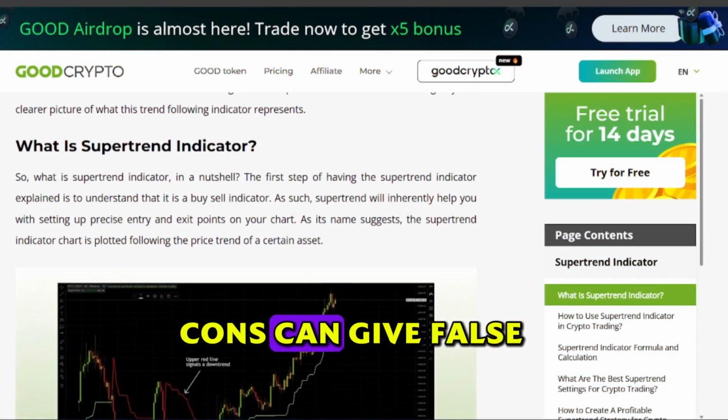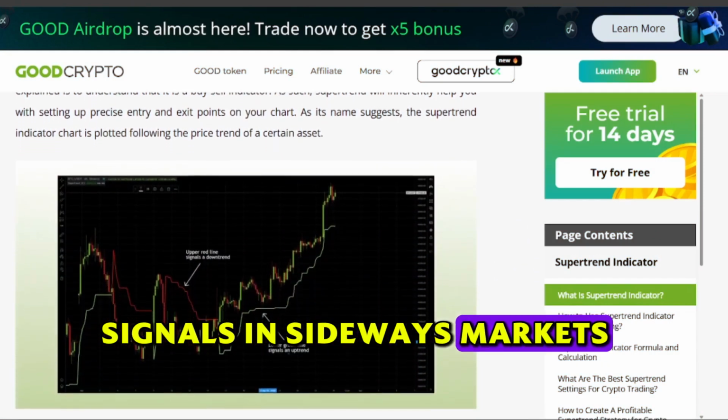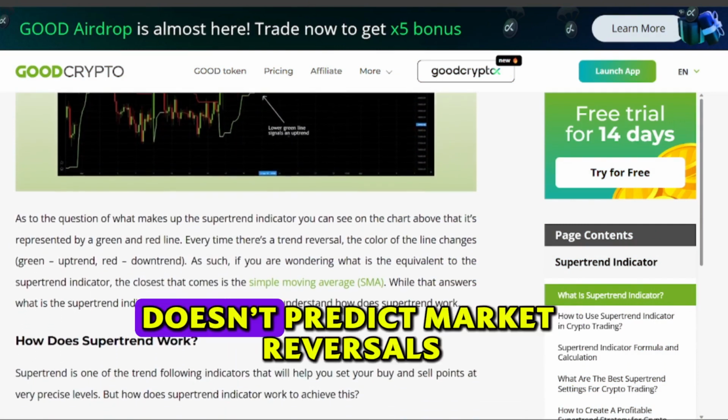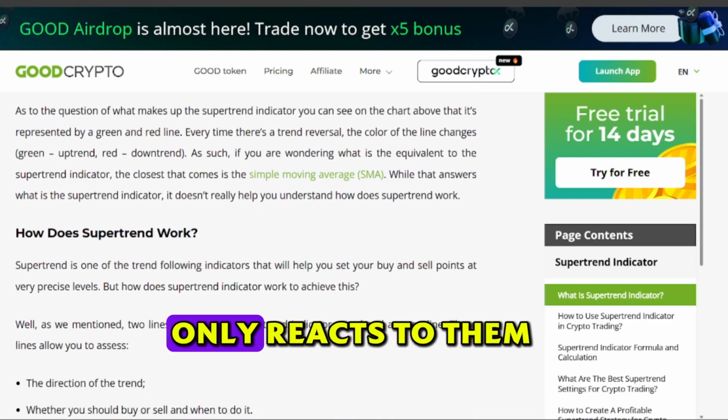Cons. Can give false signals in sideways markets. Best used with other indicators or strategies for accuracy. Doesn't predict market reversals in advance, only reacts to them.